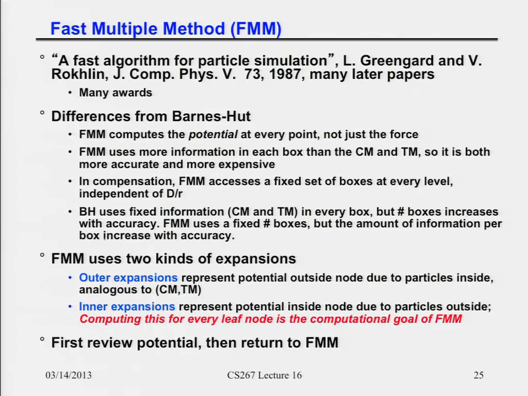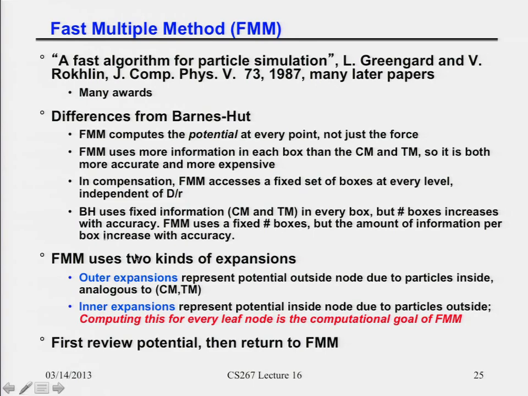So what's the trade-off here? Barnes-Hut uses a fixed amount of information, which is the center of mass and the total mass. So if you want more accuracy, you've got to increase the number of boxes. The fast multipole method, you can use a fixed number of boxes and just increase the number of terms in your expansion. So it's sort of a different kind of trade-off.